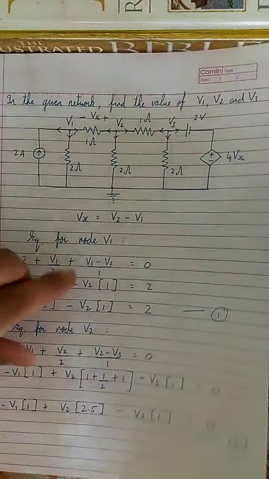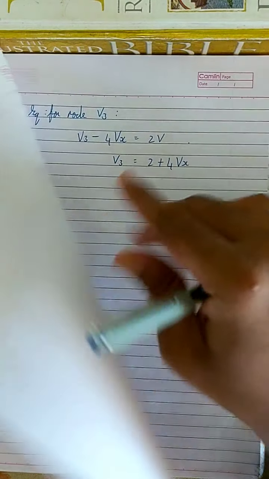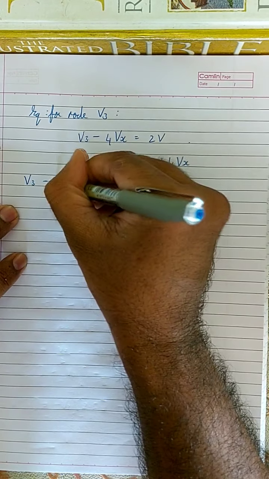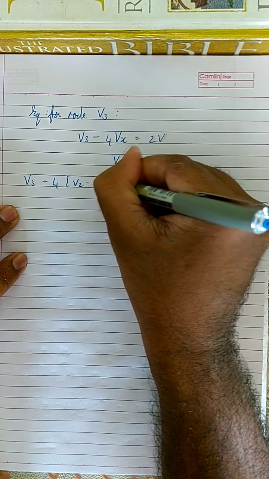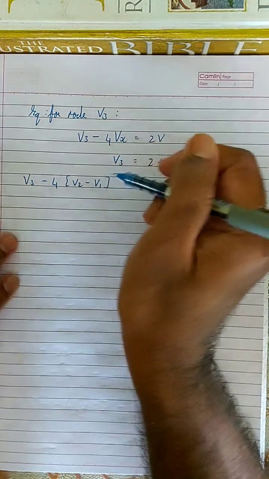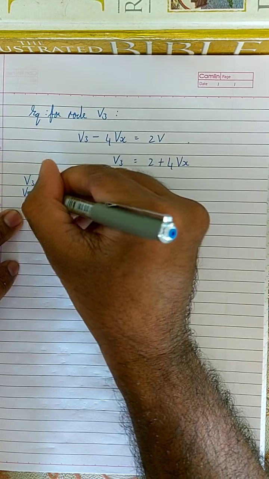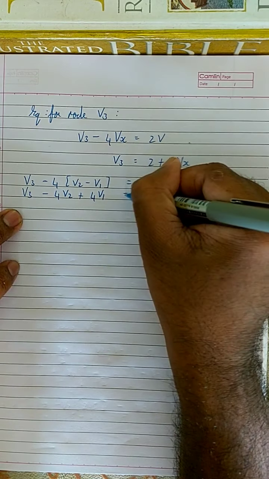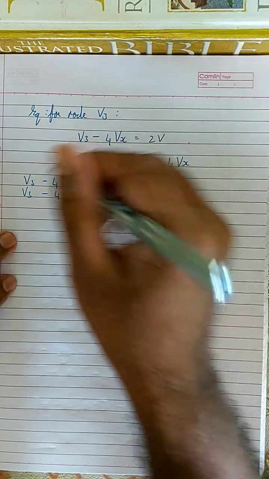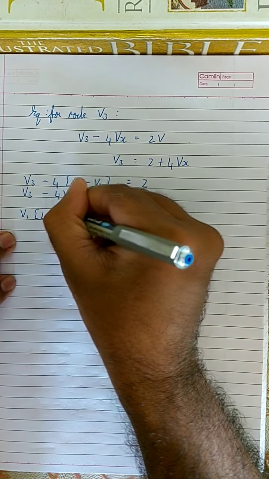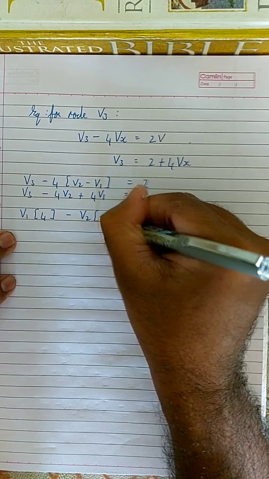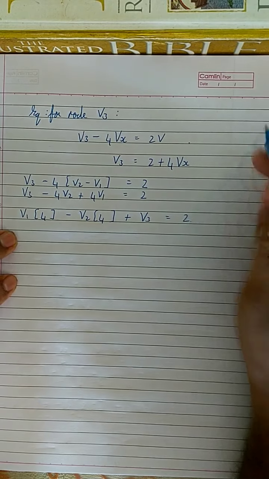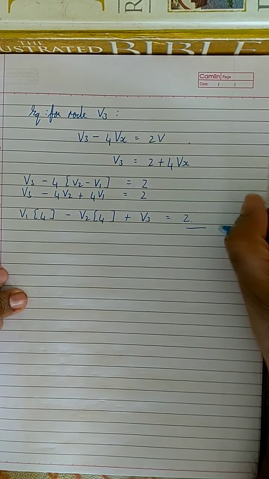Now, like I said before, wherever you see the dependent source value, replace that with the equation. So Vx, we already know what is Vx. Vx is V2 minus V1. So substitute that over here. So you will get V3 minus 4 into (V2 minus V1) is equal to 2. Or in other words, V3 minus 4V2 plus 4V1 is equal to 2. Or for my own convenience I am writing V1 into 4 minus V2 into 4 plus V3 is equal to 2. So now this is equation 3.